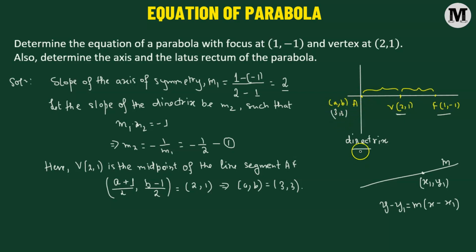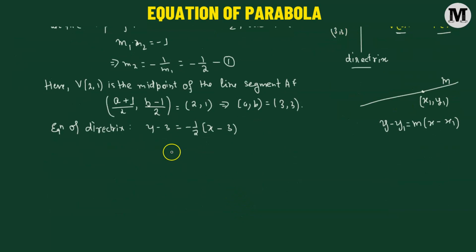So now we're ready to find the equation of the directrix using the point-slope form. The equation of our directrix is now going to be y minus y1, so y1 is 3, equals the slope, which is -1/2, multiplied by (x minus x1). x1 is 3 in our case. Let's further simplify. We get 2y minus 6 equals -x plus 3, and when we rewrite the terms, we get x plus 2y minus 9 equals 0, and this is going to be the equation of the directrix.